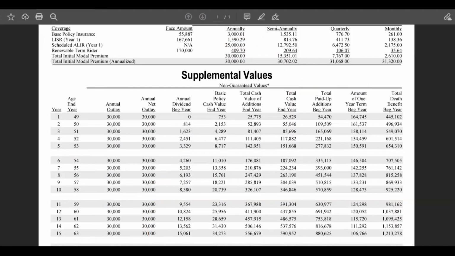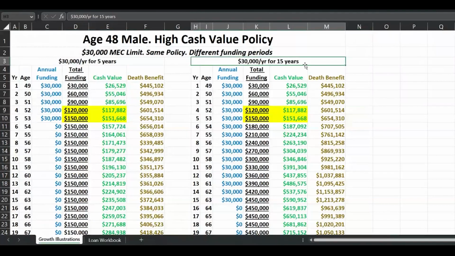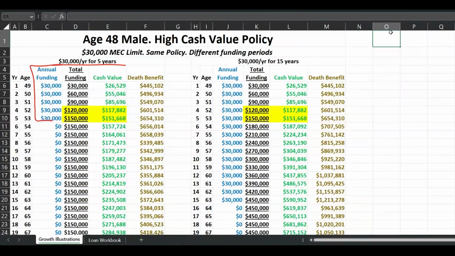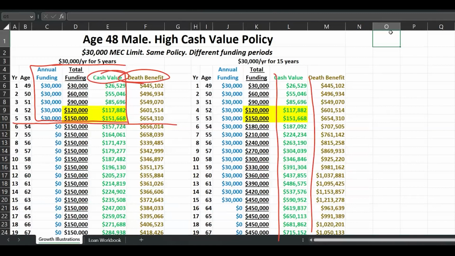So let's take a look first at what we just looked at. It's on the right, and then also funding just for 5 years. So we'll have the shorter funding period on the left. Here we go. $30K per year for 5 years, annual funding. If you had a chance to look at the cash value and death benefit figures, you'll notice the first 5 years on that illustration, they match this. And for all years, they match this one. It's because this is that illustration, but funding for 15 years, and this was an additional illustration, but stopping the funding after 5 years. But again, exact same policy.